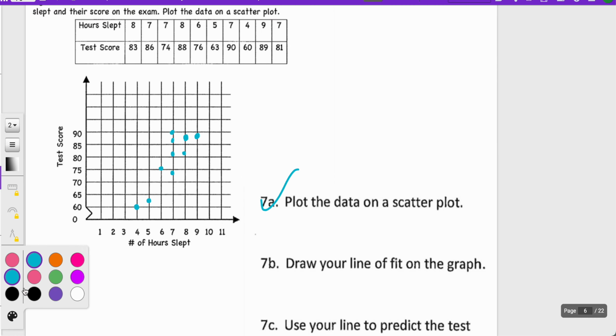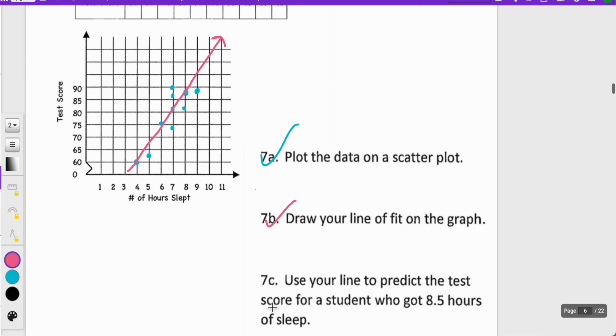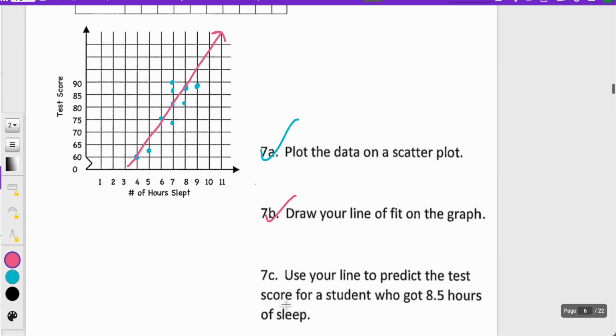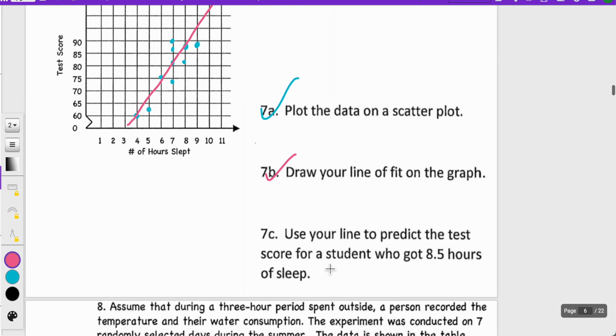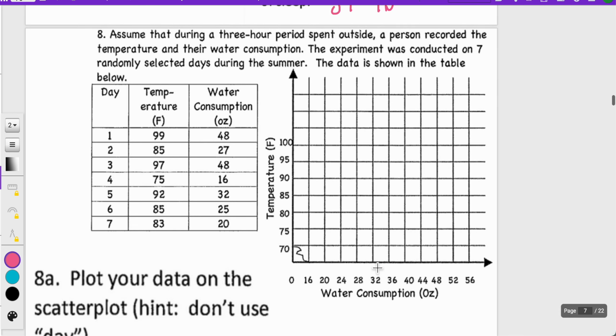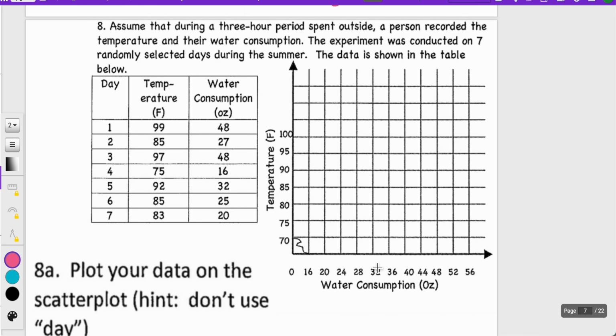Draw your line of fit. That means I want to hit as many points as possible with an even number on the top and bottom, so maybe about there. Then use your line to predict the test score of a student who got 8.5 hours of sleep. 8.5 is right here in the middle, so we might predict them to get around 87 to 90.